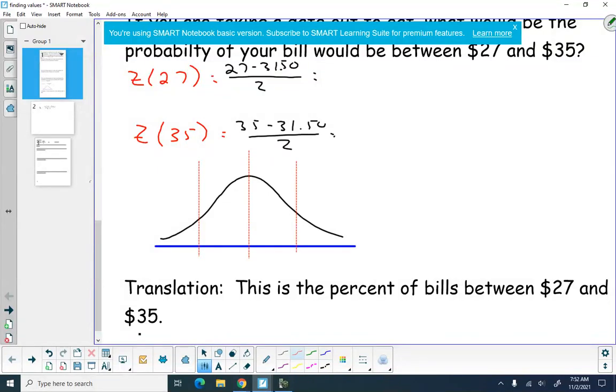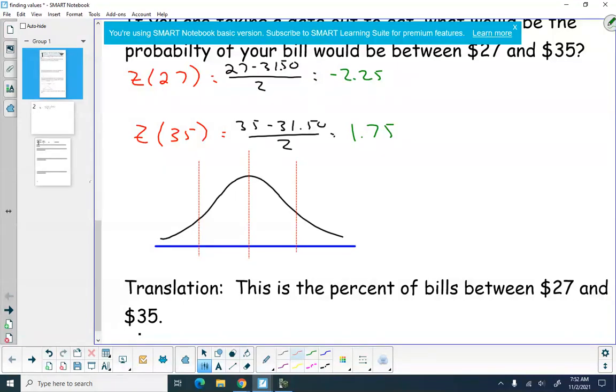All right, if we take a look at the Z values, Noah, what do you have for the Z value for 27? Negative 2.25. And for 35, Ethan? 1.75. Those are our two Z values. From there, we go to our Z table, and we calculate the areas.